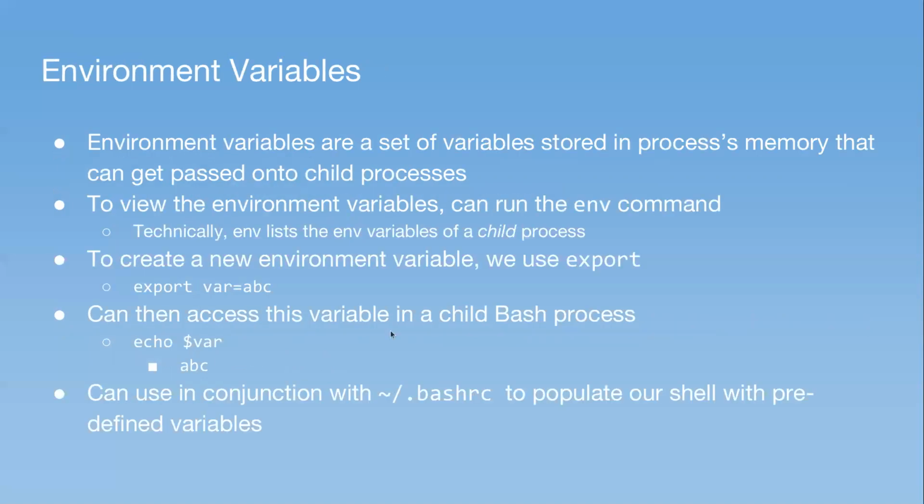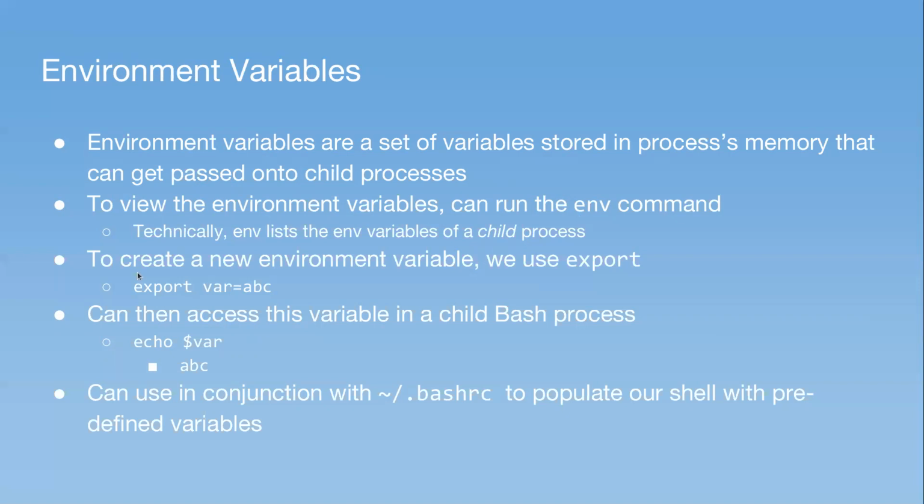Okay, so those were variables and functions. Now we need to also understand more about environment variables. Environment variables are a set of variables stored in a process's memory that can get passed on to child processes. To view the environment variables in Bash, you can run the env command. Technically, env lists the environment variables of a child process, but for our purposes, it's pretty much the same. We can just say env prints the environment variables.